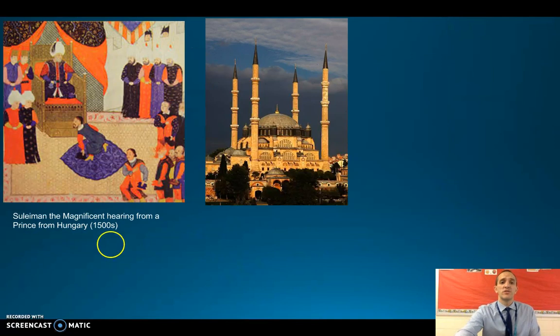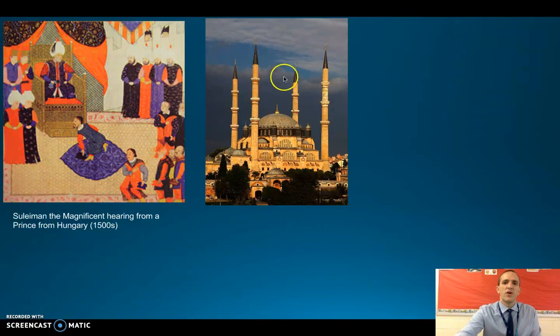So also, this is just a picture. This is Suleiman the Magnificent, a little picture of him. This is a prince from Hungary, which is in Central Europe, coming to pay homage to and probably ask Suleiman for something. So you can see this is the European king coming into Suleiman.